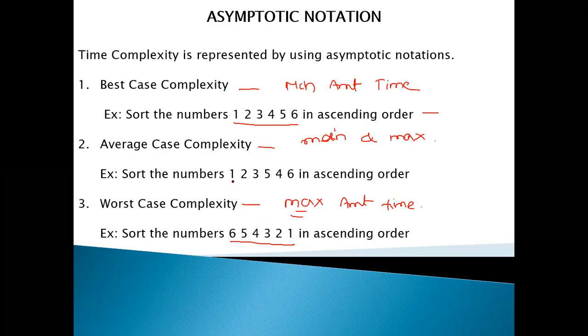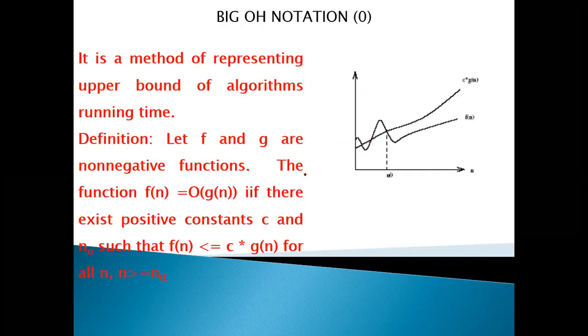In this input, some numbers are in sorted order and some are in unsorted order. So we don't want to rearrange these three elements, and these three elements should be rearranged. That's why half is in sorted order and half is in unsorted order. It will require time in between the minimum time and the maximum time. So these are the three complexities. All these three complexities will be denoted by some notations. So these are the notations.